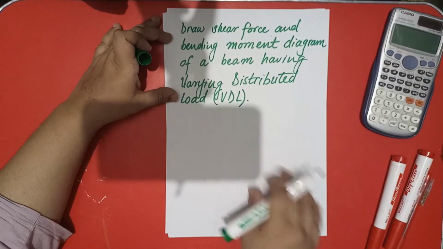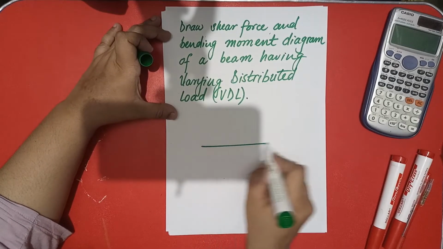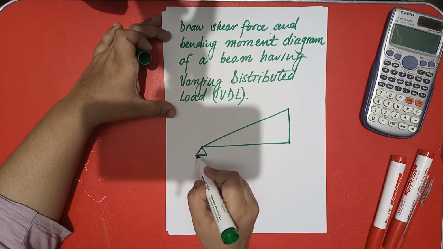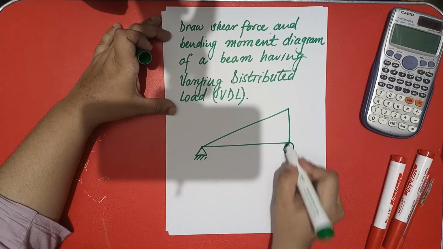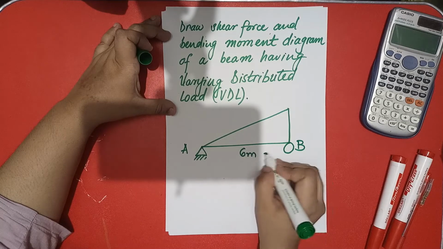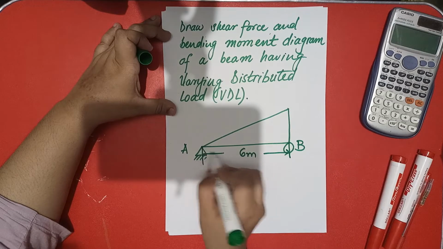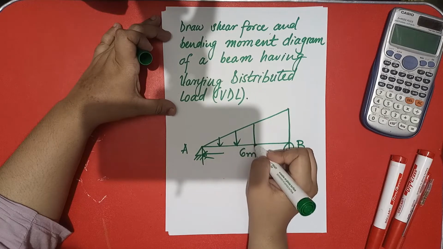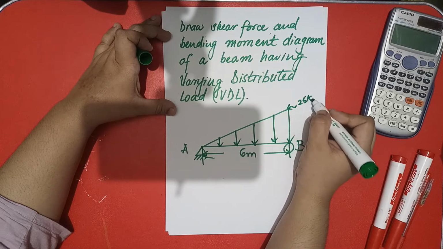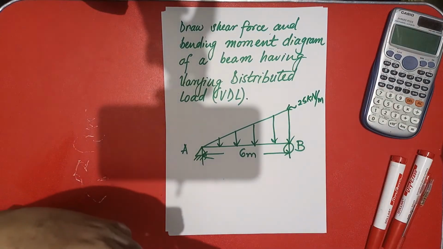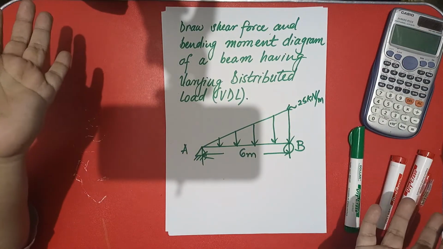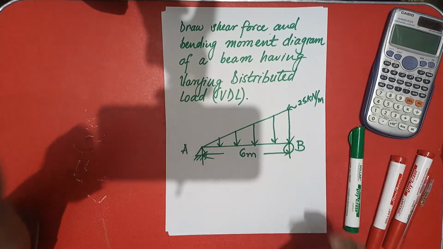So the question is, I have made a numerical for you guys. This is a beam which has supports here, a main support and a roller, and this span is 6 meter. The load is 25 kilonewton per meter. So how can you find the support reactions for this type of beam which has a triangular load?